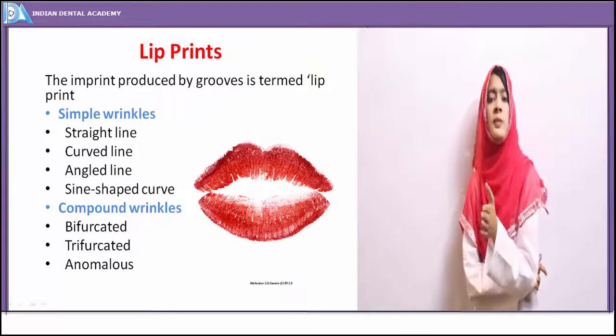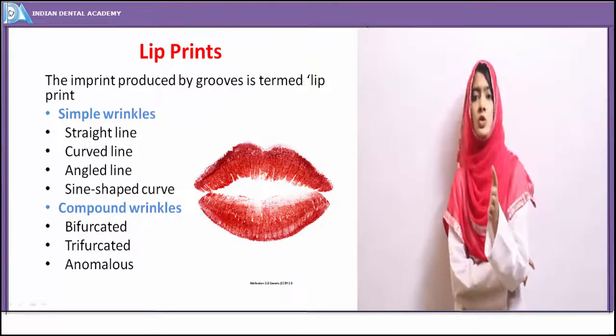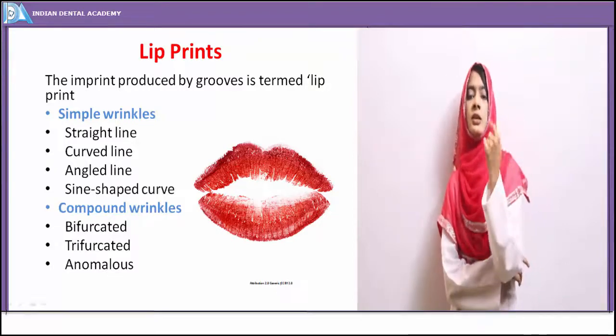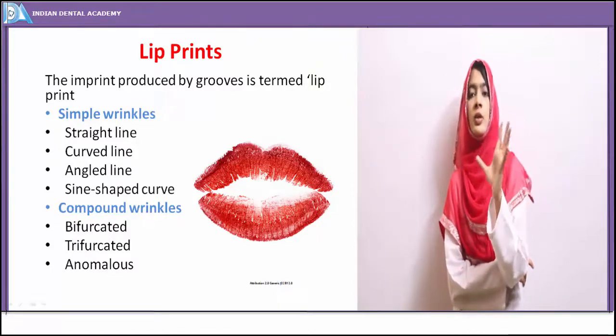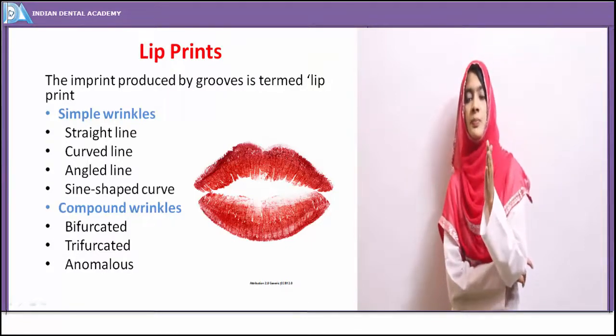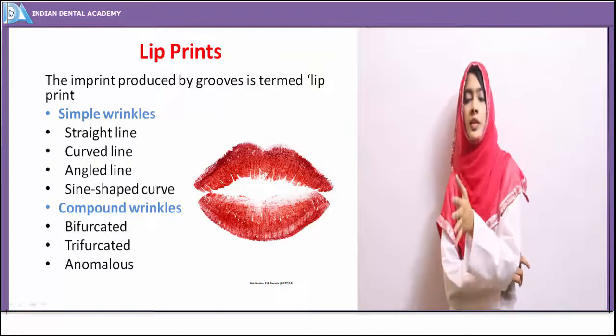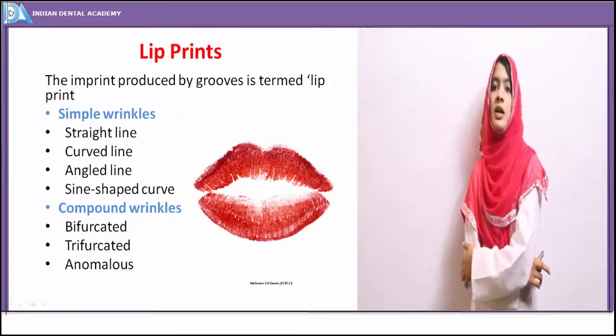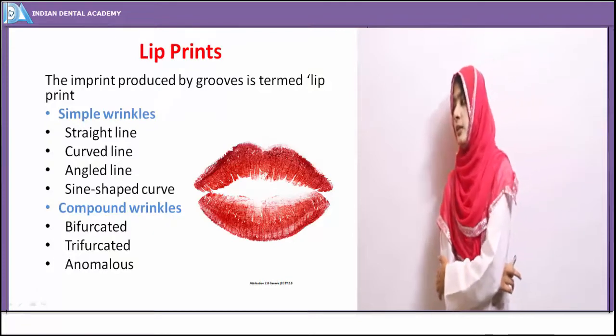The study of lip prints is termed chiloscopy. It helps in identifying the suspect, the individual who is causing the problem to the victim. So the suspect is identified. In criminal investigation cases, more commonly, they are carried out by this lip print.